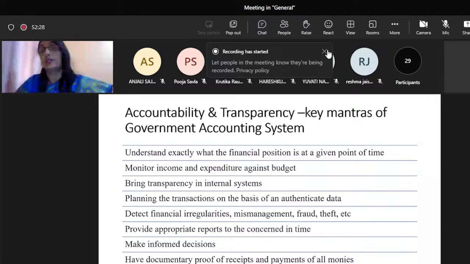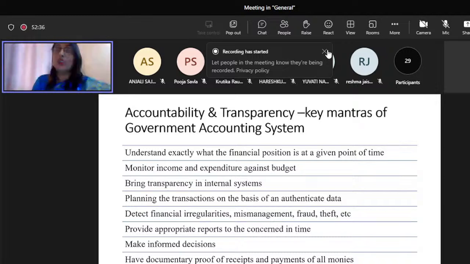So here, what is the financial position? Monitor income and expenditure. These processes should be followed in order to give a correct financial position, or a transparent financial report, to the citizens of India. Every time, income and expenditure should be monitored against budget, so that it brings transparency in the internal system, and financial irregularities, mismanagement and fraud should be detected at the beginning only. It should not be promoted. The government has made lots and lots of effort to curb this.